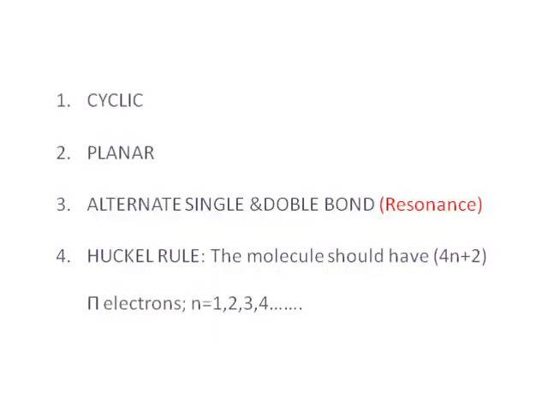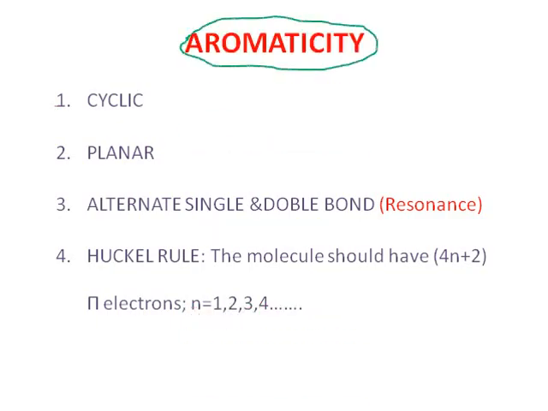Now we will have the characteristics for aromaticity. First, the molecule should be cyclic, the molecule should be planar, the molecule should have alternate single and double bonds so that the molecule can undergo resonance. The most important property is that the molecule should obey the Huckel rule. In 1930, Erich Huckel proposed a theory to determine the aromatic compounds.